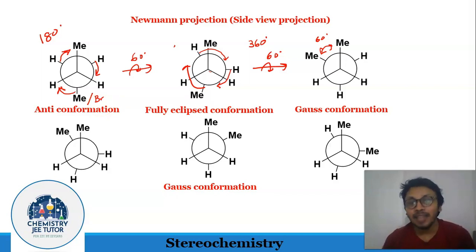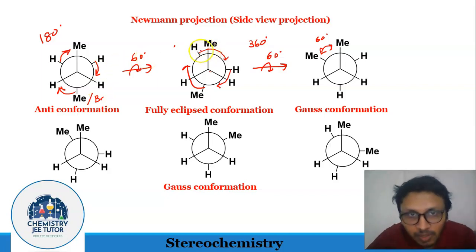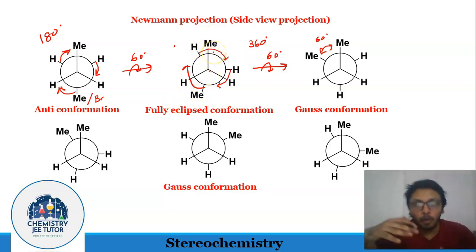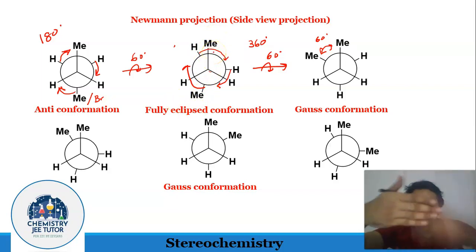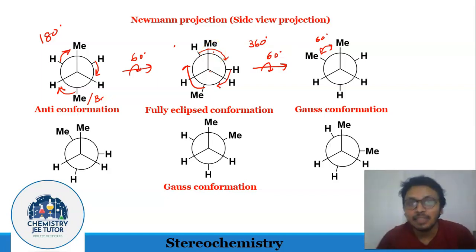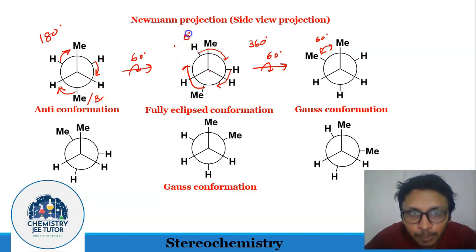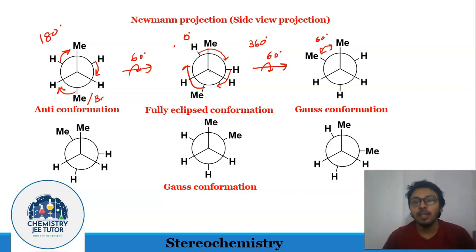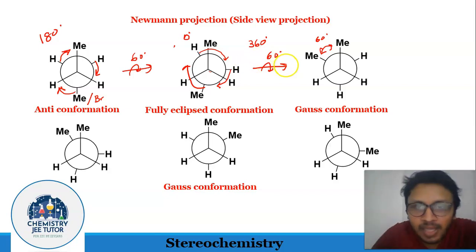And when similar size substituents are at an angle of 0 degrees, this may not seem so similar, but this is 0 degrees. Just so that you can understand, I have drawn it far apart. But these are on top, this is front, this is back. These are parallel to each other. So this is at an angle of 0 degrees. When similar size substituents are at 0 degrees, it is called a fully eclipsed conformation. So you got what is an anti-conformation, a fully eclipsed conformation, and a gauche conformation. Rest of it is the same.